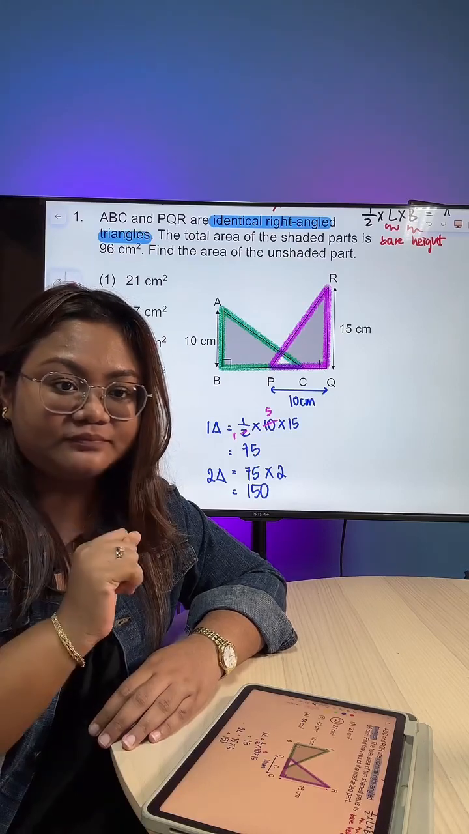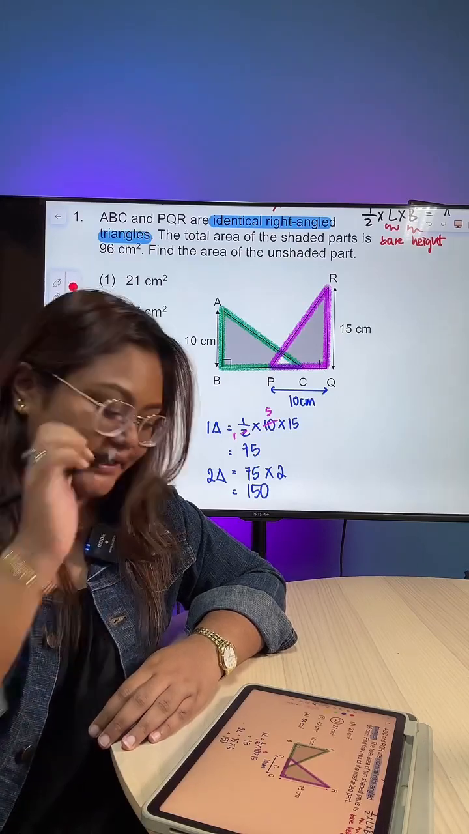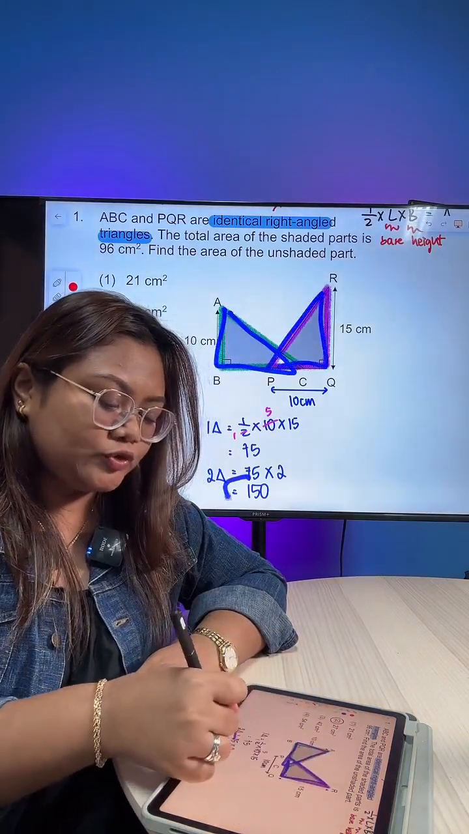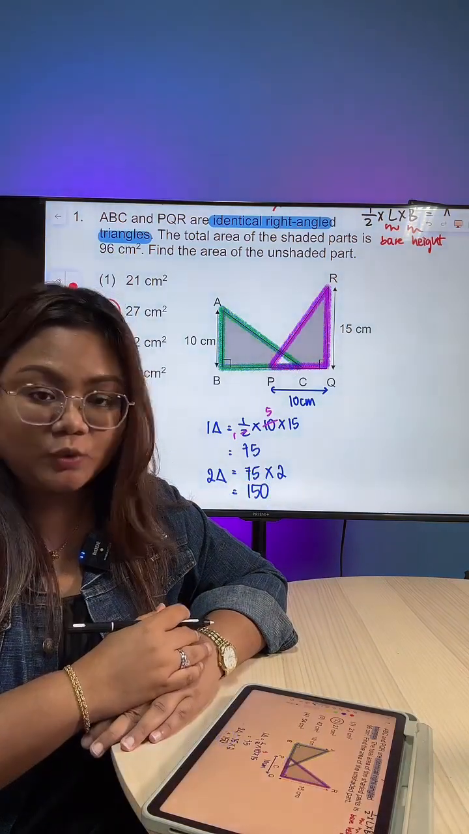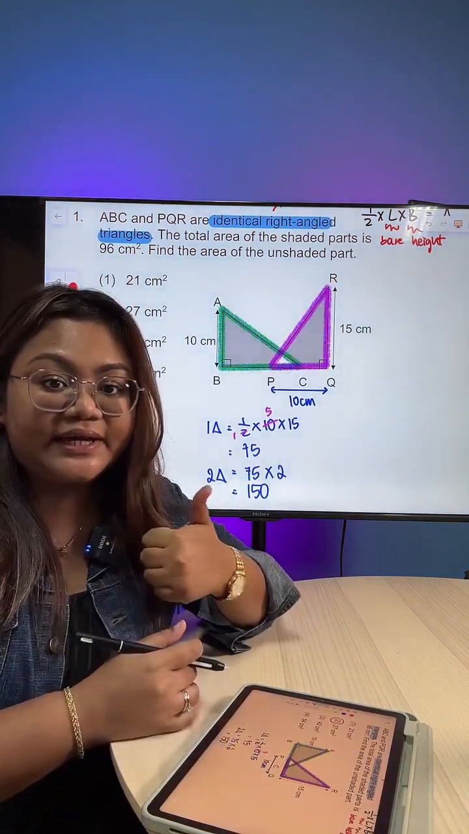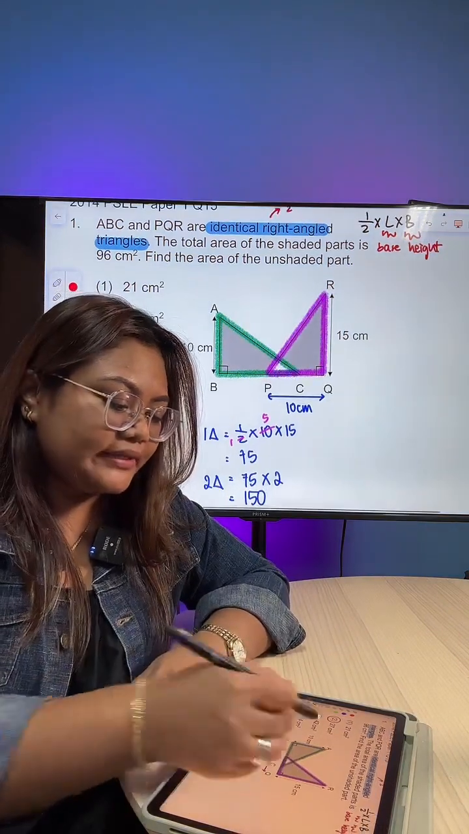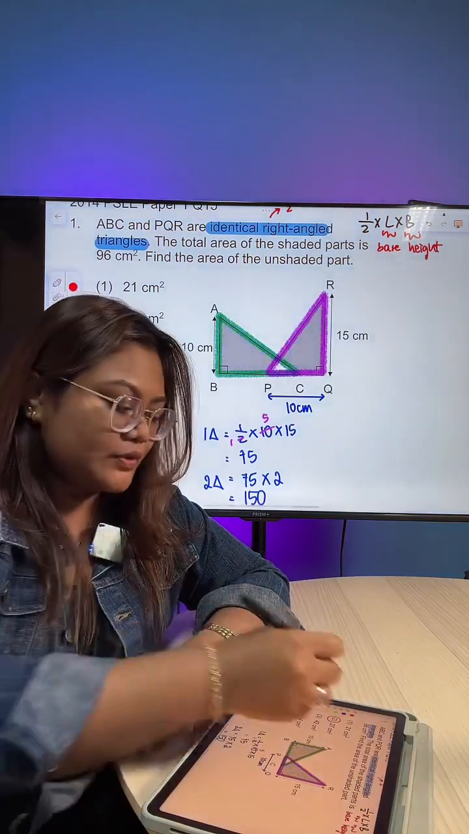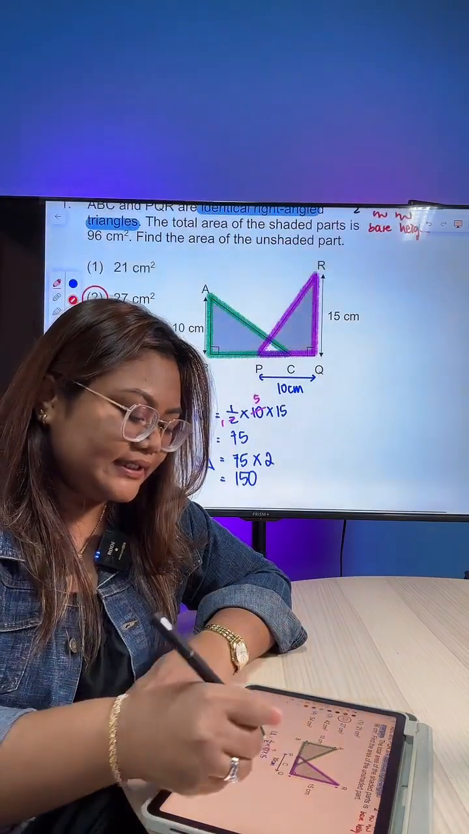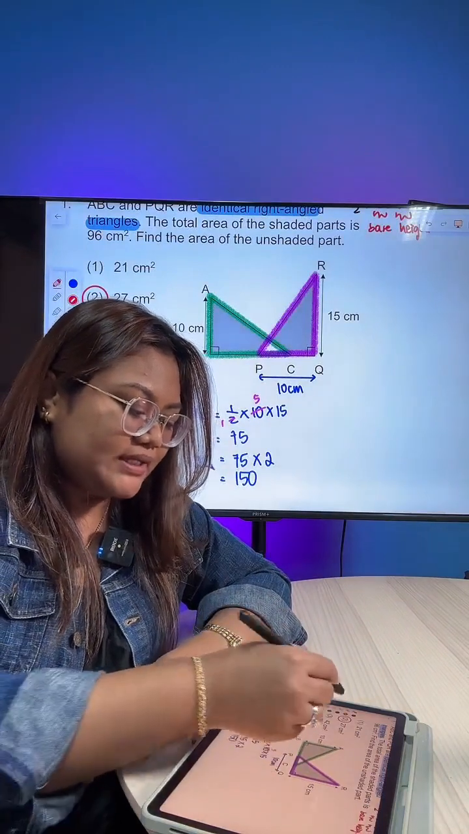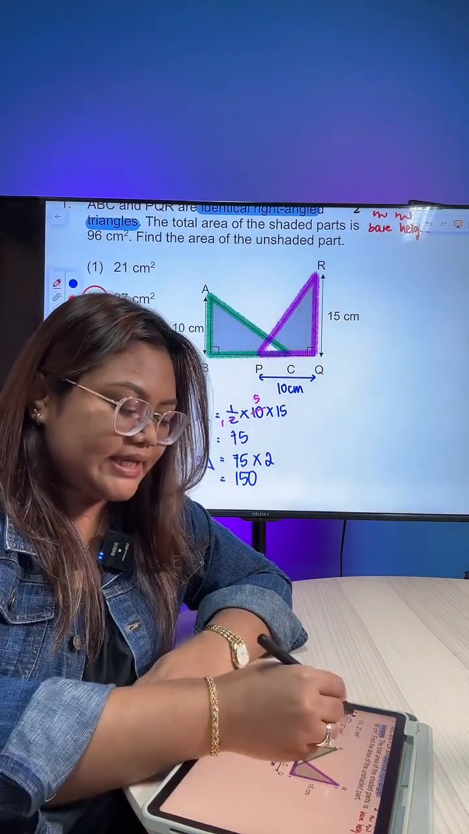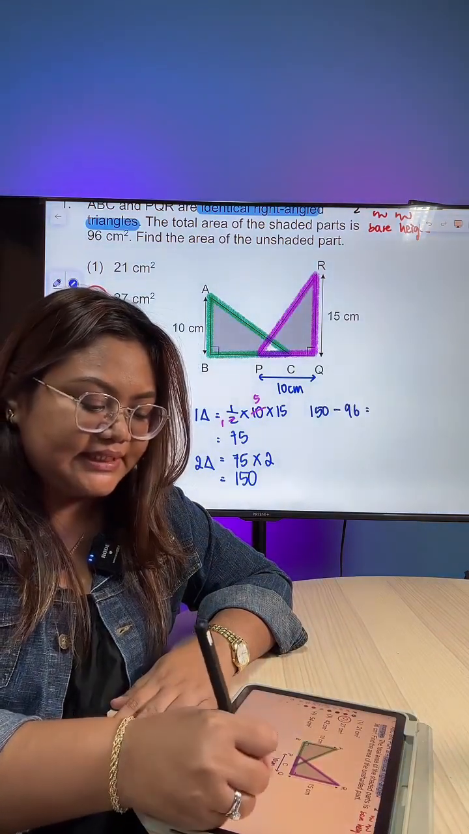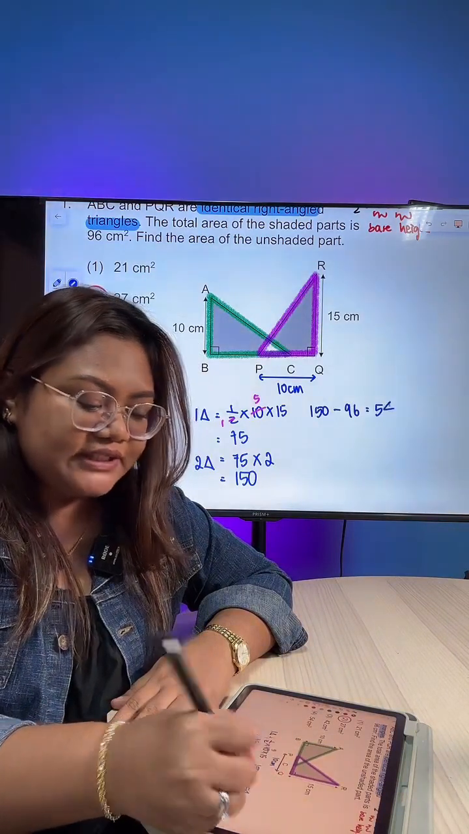Okay, all good? Alright, let's continue. So, two triangles, hence two areas here, 150 in total. Okay? So, now that I have 150, I know that the shaded part is 96. So, I am going to take 150 minus 96. That is my next step. Alright, so 150 minus 96 is going to give us 54.